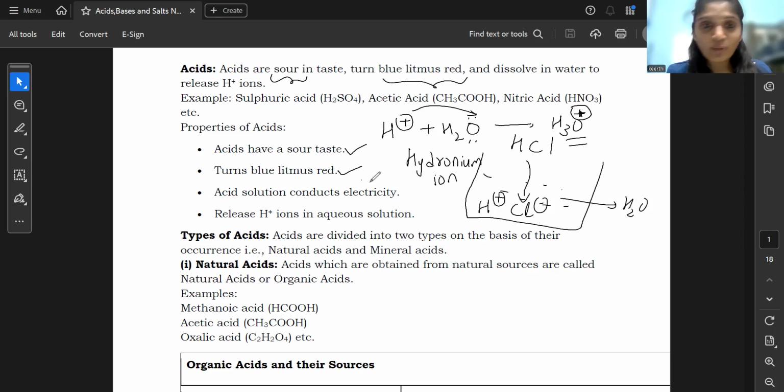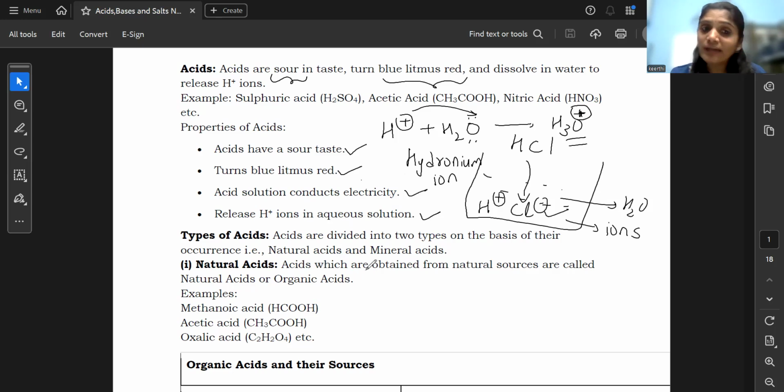They turn blue litmus paper into red. Acid solutions conduct electricity. How can you say that acid solutions conduct electricity? In solutions, the conductivity is due to ions. In the solution, you have H plus ions and Cl minus ions. You people know ions are charge carriers. In solutions, what are the entities that can conduct electricity? Ions. Here ions are there, so acid solution can conduct electricity. They release H plus ions in the aqueous solution. Clear with the properties of acids?